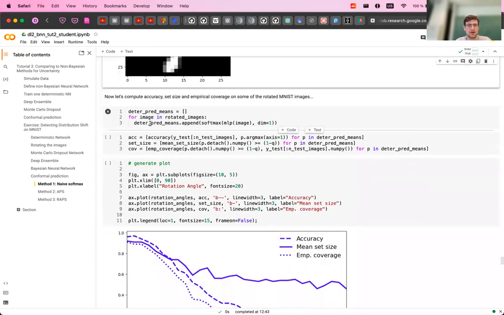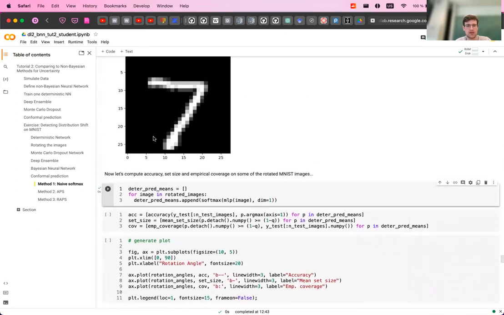All right. And so now, obviously, what can we do, right? We can do a similar thing. We can take our rotated images and evaluate on the rotated images, always using the same information we got from the calibration data to inform our set sizes.